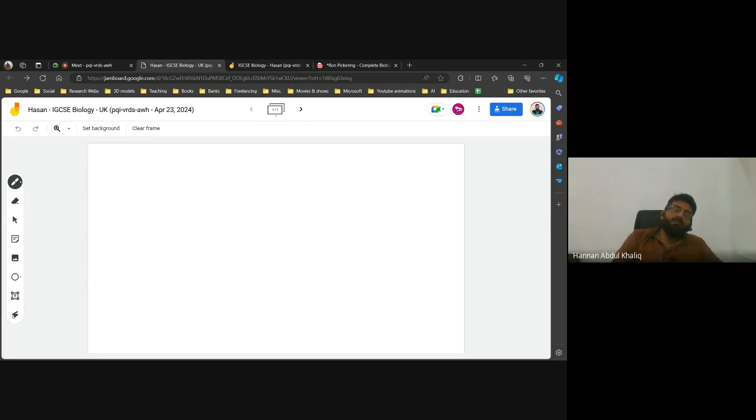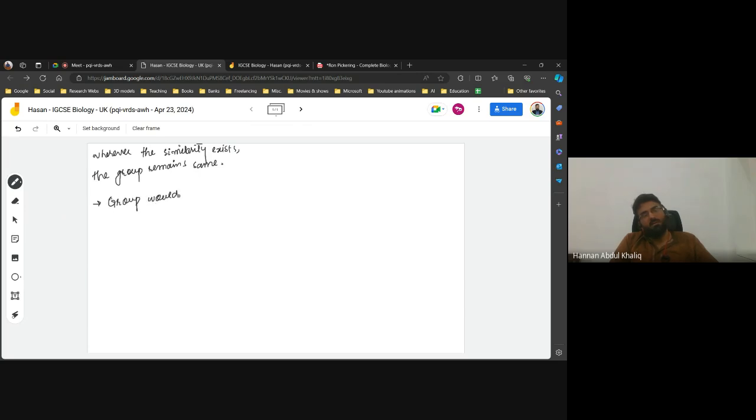That was the curriculum which was basically differentiating between these two types of groups. So wherever the similarity exists, the group remains the same. But if the difference is there, the group would change with the differences.